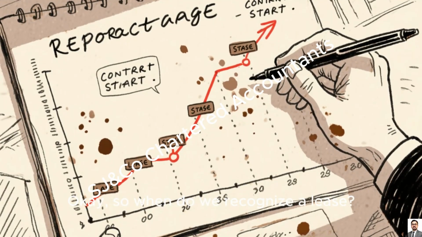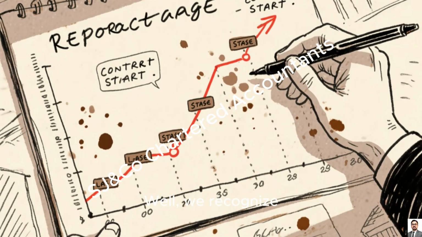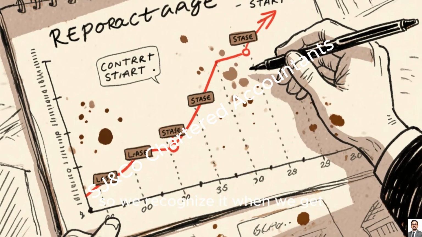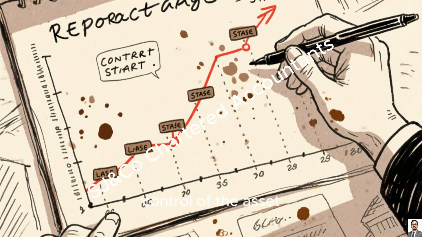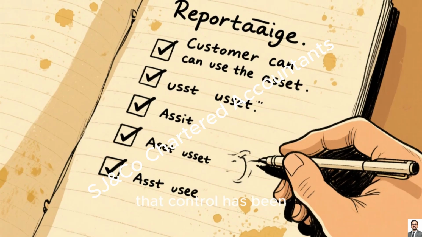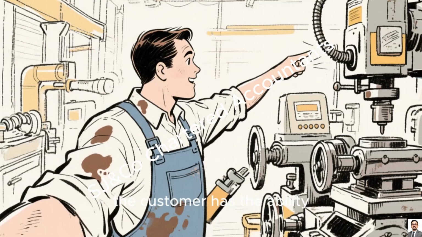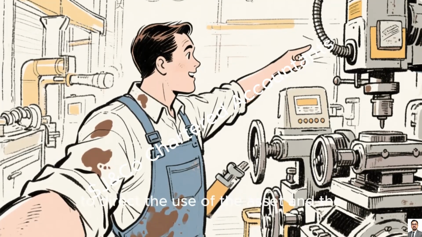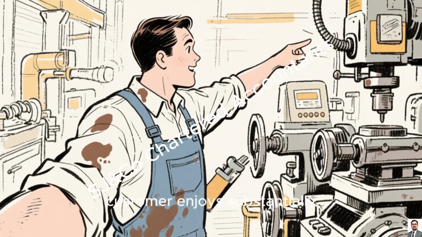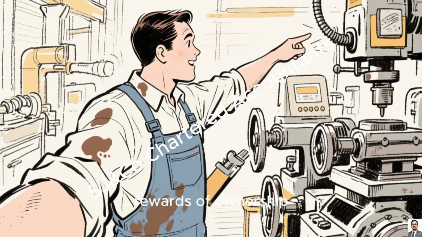Okay, so when do we recognize a lease? Well, we recognize a lease when the contract starts, so we recognize it when we get control of the asset. If you're looking for indicators that control has been transferred, look for things like the customer can use the asset, the customer has the ability to direct the use of the asset, and the customer enjoys substantially all of the risks and rewards of ownership.